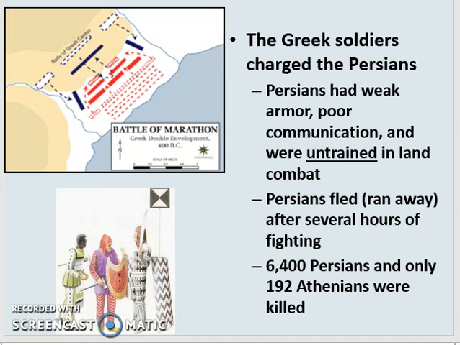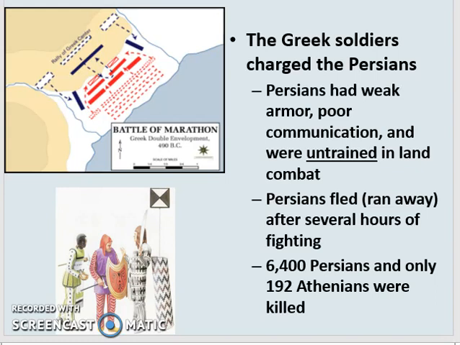Persians had a couple things that were not going so well for them. They had weak armor, poor communication, and were untrained in land combat. If you recall from talking about the Persian Empire, Darius would allow, just like Cyrus would allow religious freedom, he would allow cultures that he took over to maintain the way they were living as long as they provided individuals as soldiers. And so because the Persian Empire had grown so large, they had taken over many different regions.